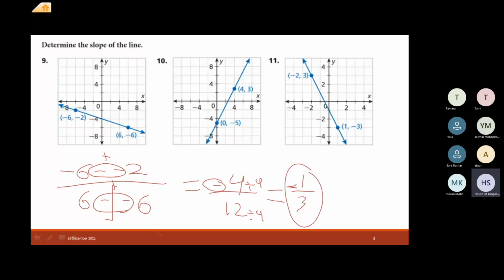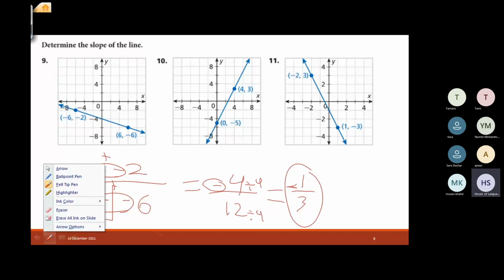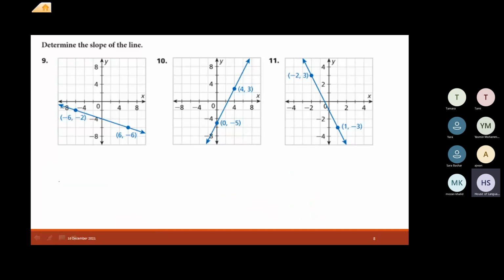Yalla, now number 10. Juri, have a seat, please. Maria, are you here?